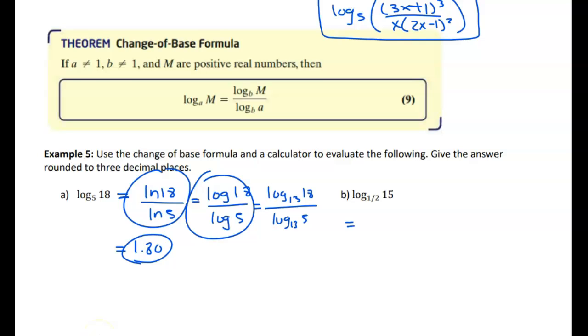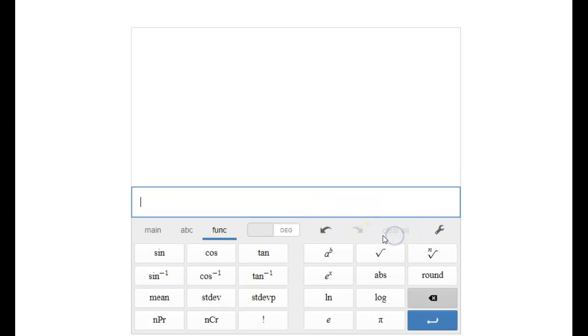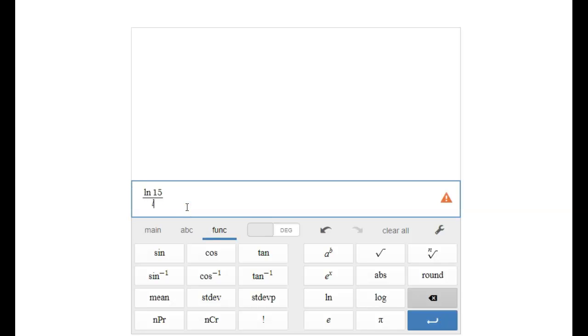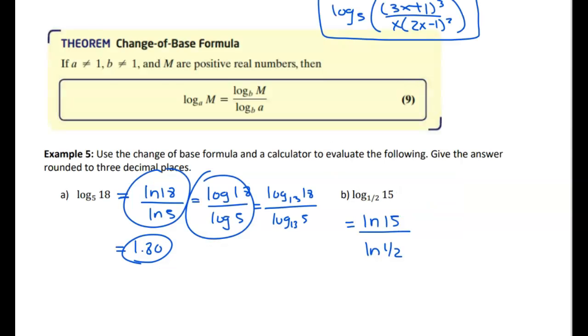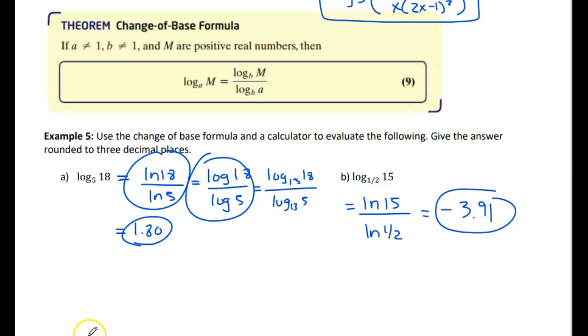All right, let's do B. So log base 1/2 of 15. I'm going to change them to natural base, ln of 15 divided by ln of 1/2. All right, so let's put it in. So ln of 15 divided by ln of 1/2. And we get negative 3.91. There we go. All right, that's it for this section. Short one.